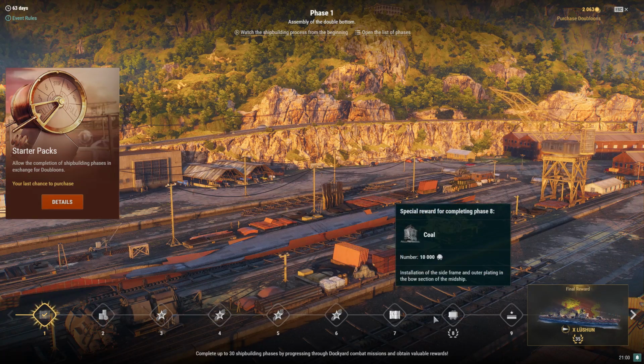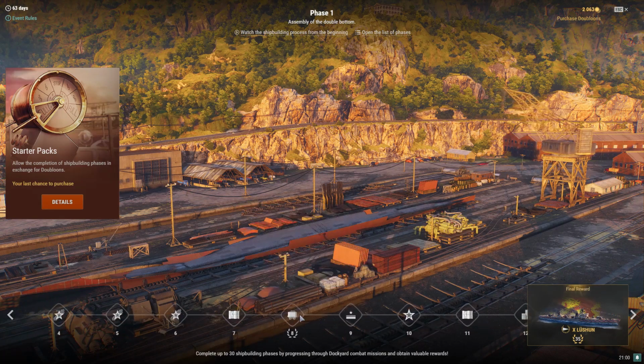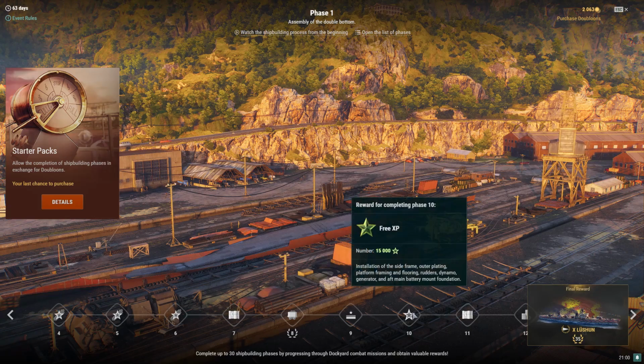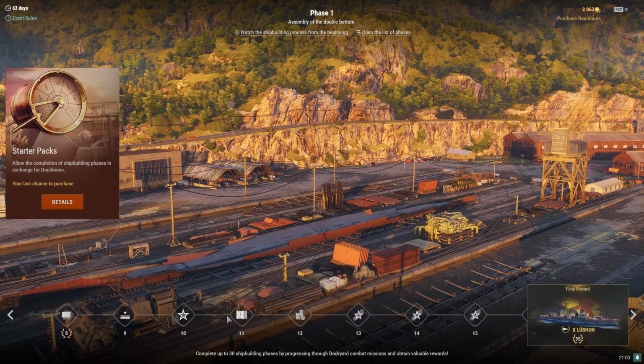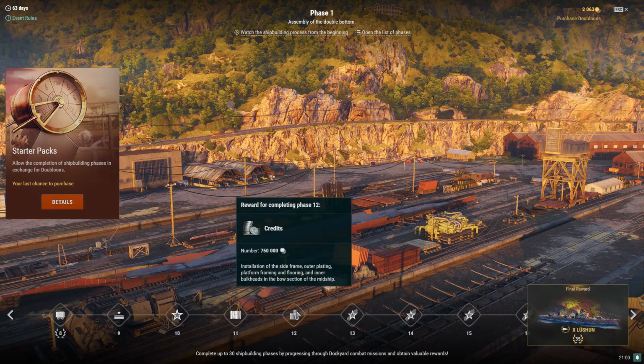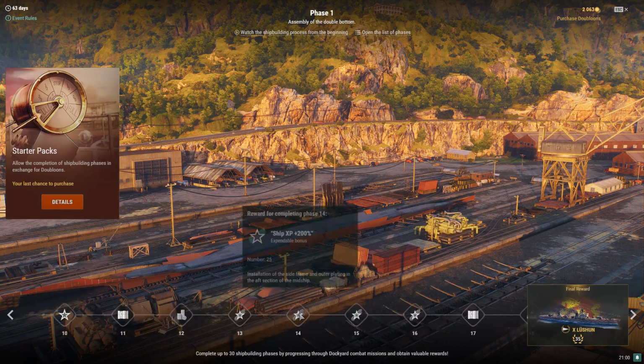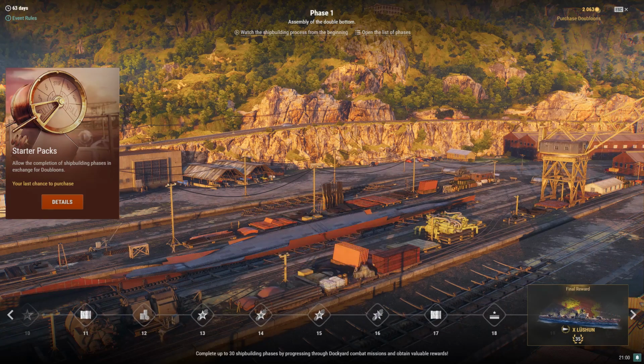So there's some coal there, 10,000, that's the 8th phase. They kind of have this little special designation there. It's going to be commander XP, free XP. As you go up, you're going to be getting even better rewards. I don't know if they used to do credits in the past, but they had 500,000 credits before and now they're 750,000 credits. And they put a lot more expendable bonuses.